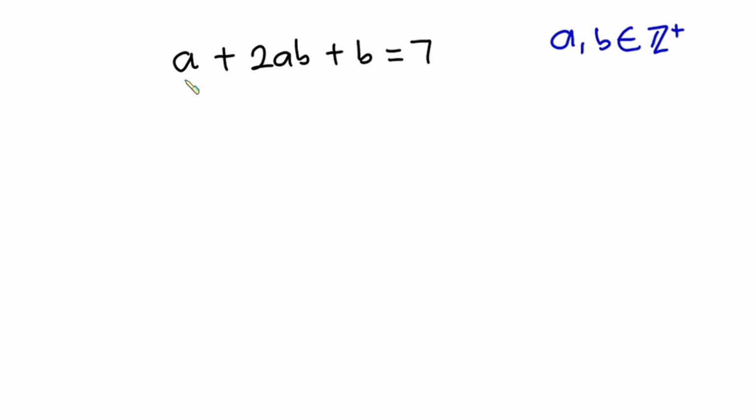Hello everyone, in this video we have this interesting problem. We have a plus 2ab plus b is equal to 7. And we have to find the values of a and b, where a and b are positive integers.